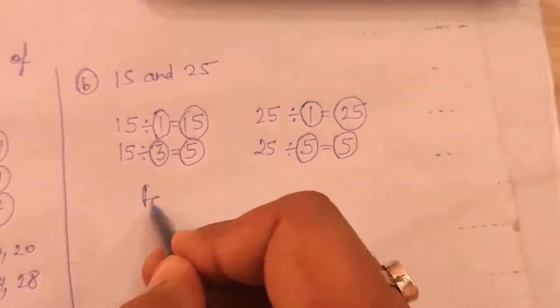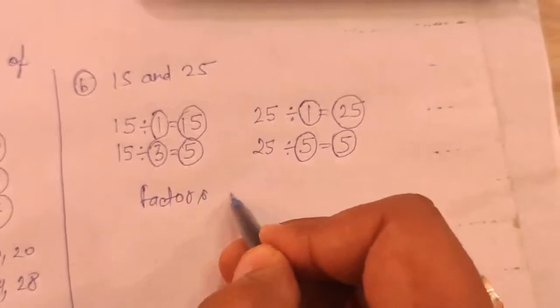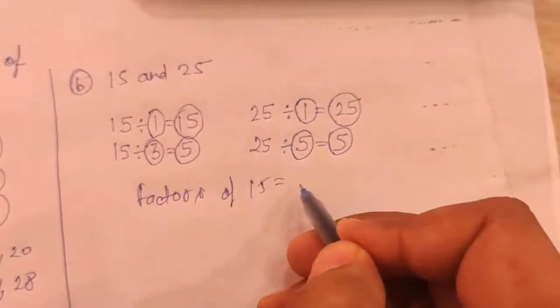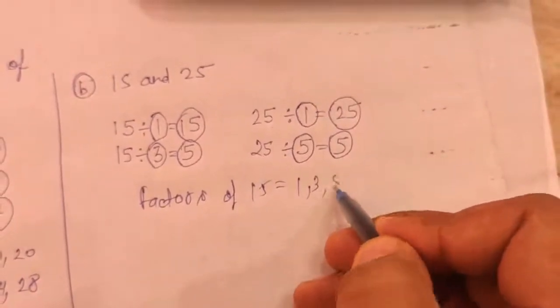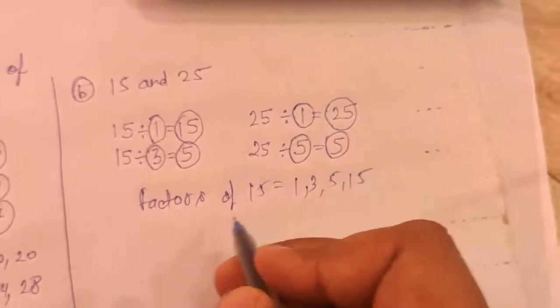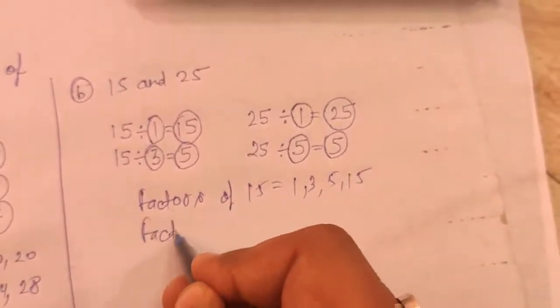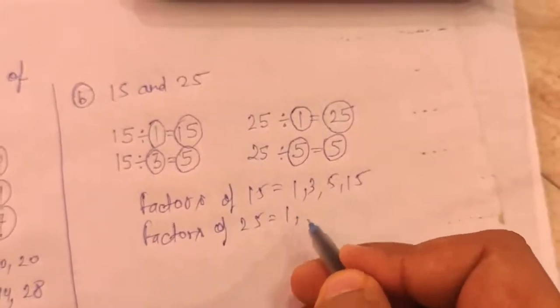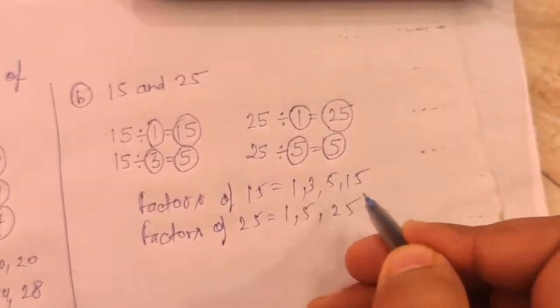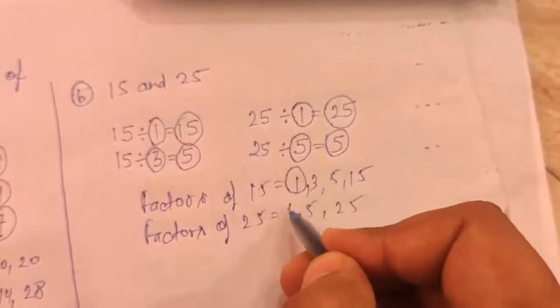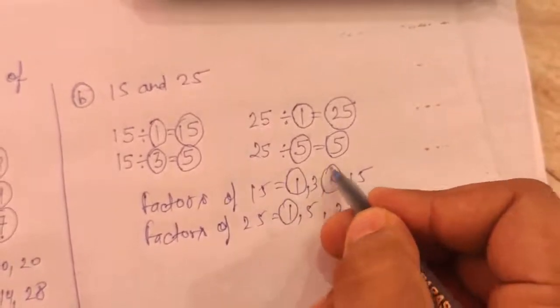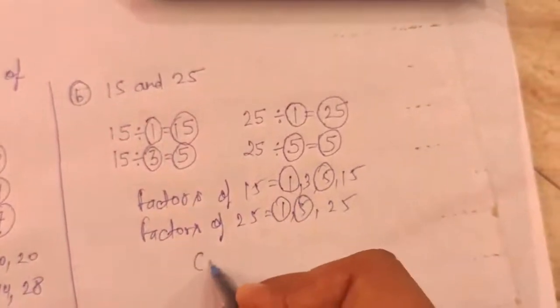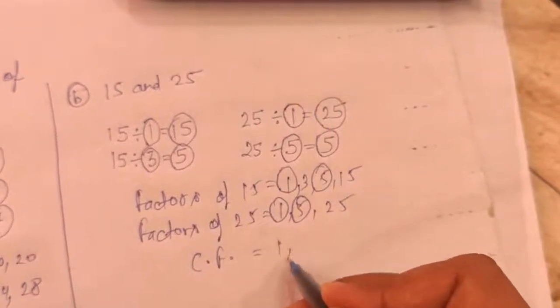So we will write here factors of 15. This is 1, 3, 5 and 15, and factors of 25, then it is 1, 5 and 25. Now common factors are 1 and 5. So we can write CF means common factor, it is 1 and 5.